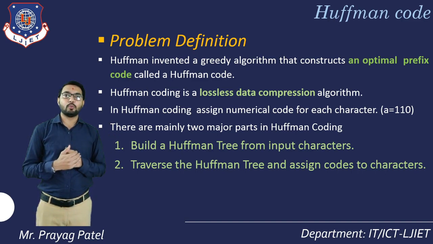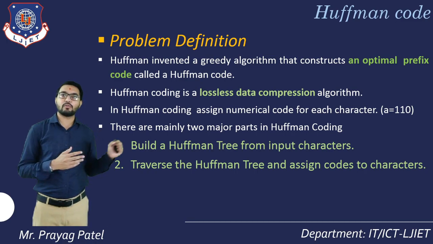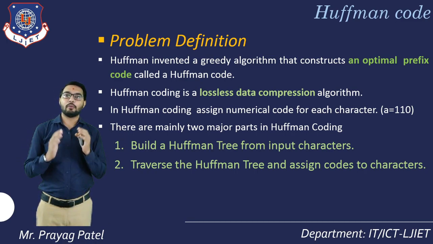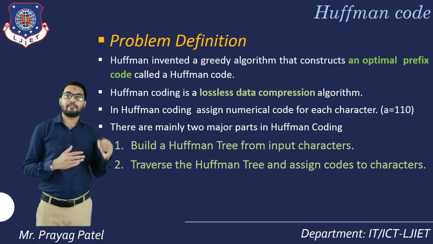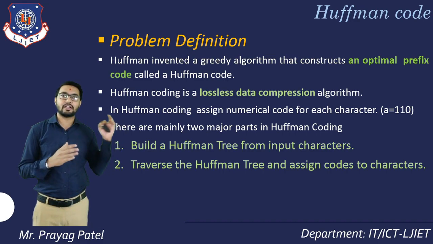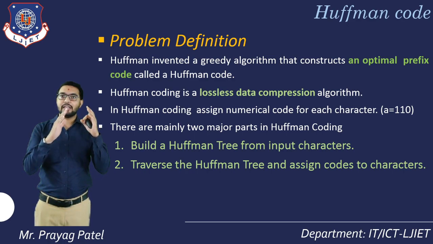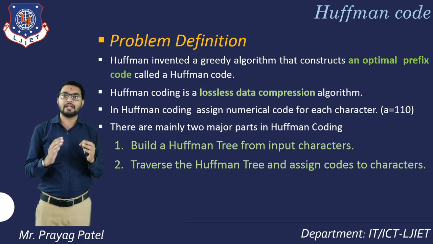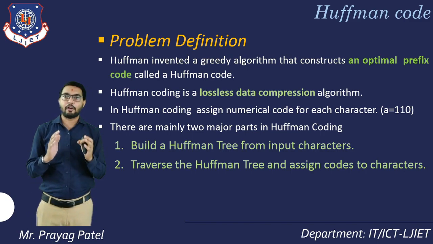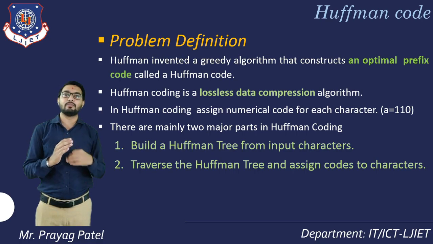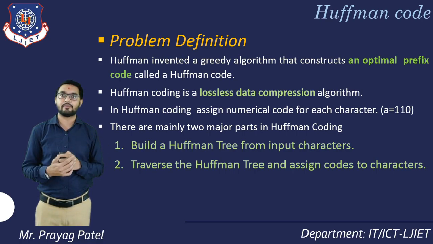There are mainly two major parts in Huffman coding. First one is to build a Huffman tree from the input characters. Means you can construct one tree for the given data or given characters. Second step is to traverse the Huffman tree and assign the code to characters. Means after generating a tree, you consider one by one character and find the Huffman code for each and every character. So here the given data is in the form of frequency or a set of characters.